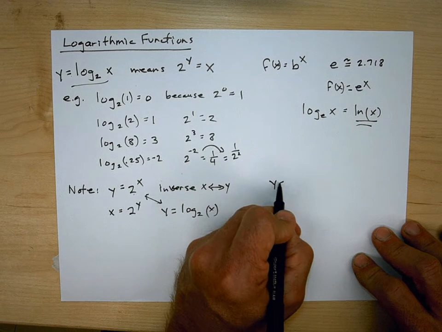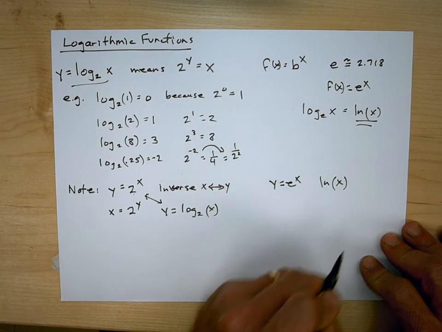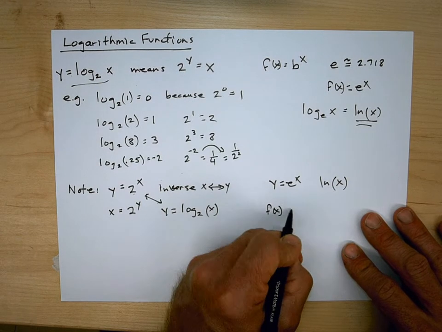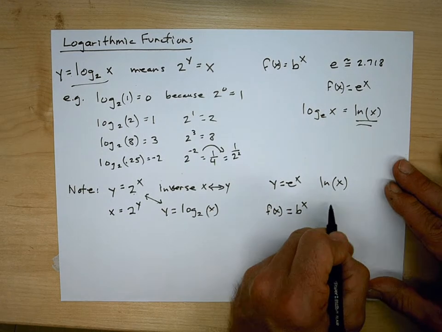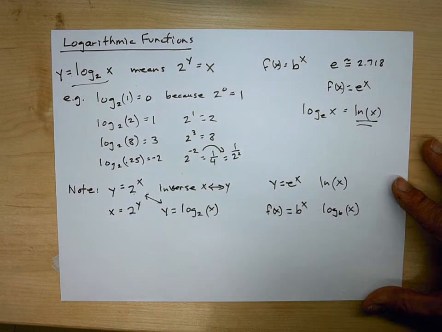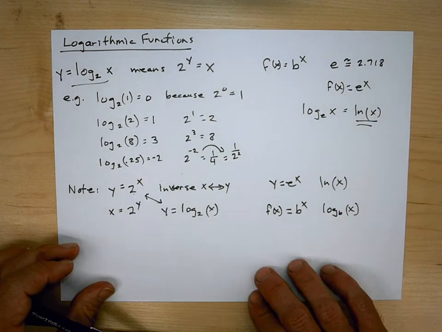So if I have y equals e to the x, then its inverse is the natural log of x. More generally, if I let some function be of base b, then its inverse is log base b of x. All right, so let's look at a few properties of logarithms.